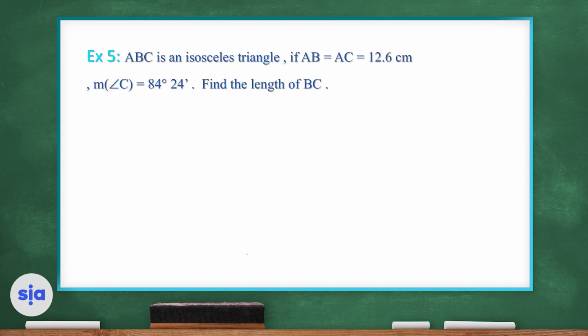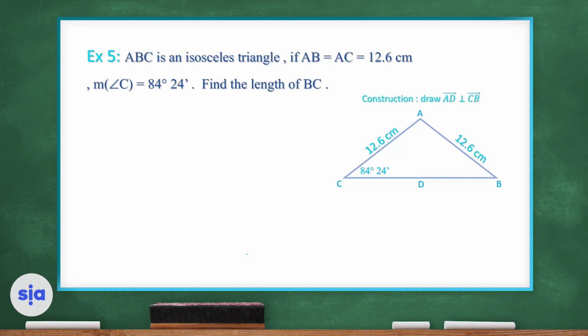In example 5, the question says ABC is an isosceles triangle. If AB is equal to AC is equal to 12.6 centimeters, and measure of angle C is 84 degrees and 24 minutes. How can we find the length of BC? Let's draw the triangle, put the givens, construct AD perpendicular to CB. We know that in the isosceles triangle, the perpendicular line from the vertex bisects the opposite side. So we know that CD is equal to BD.